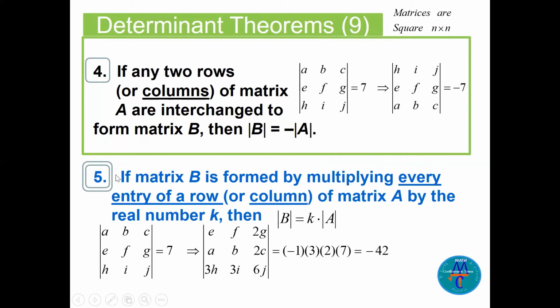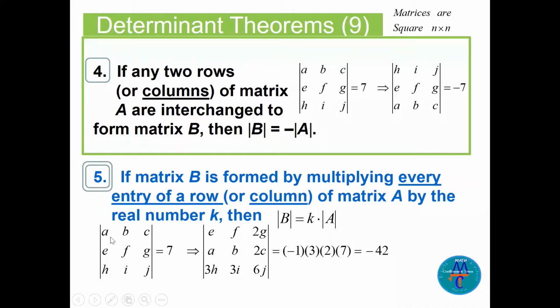Now, number 5, if matrix B is formed by multiplying every entry of a row or column of matrix A by the real number K, then the determinant of B is K times the determinant of A.